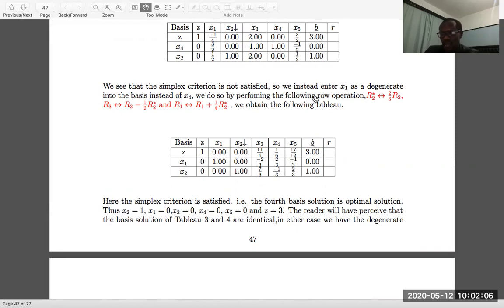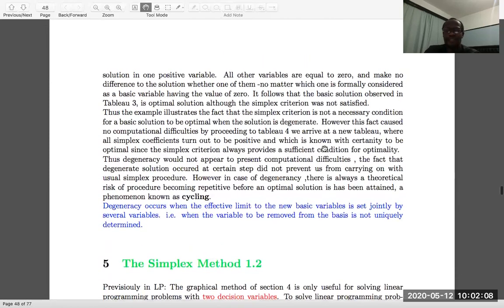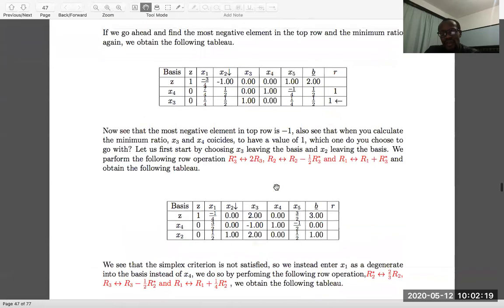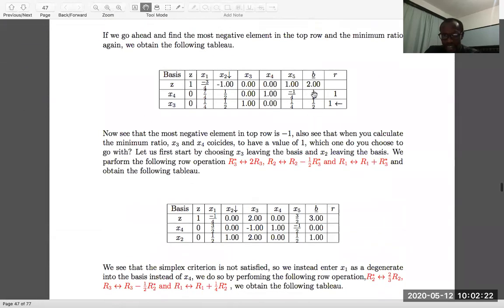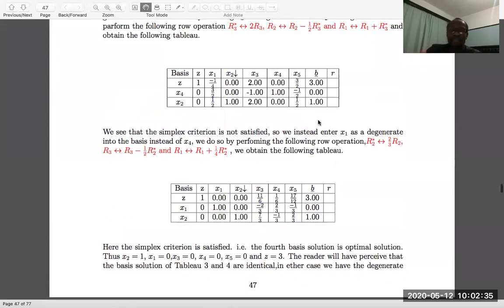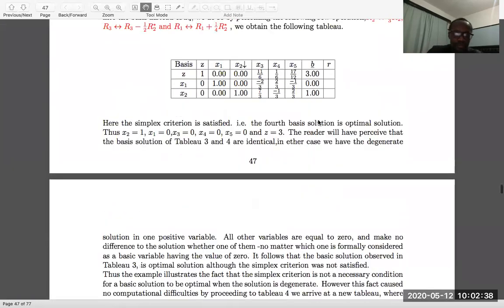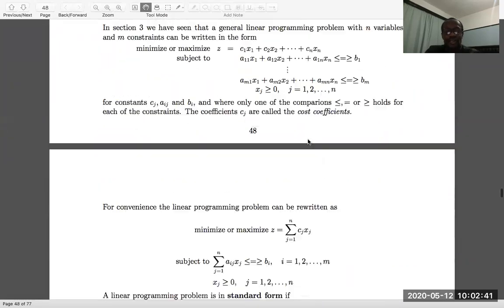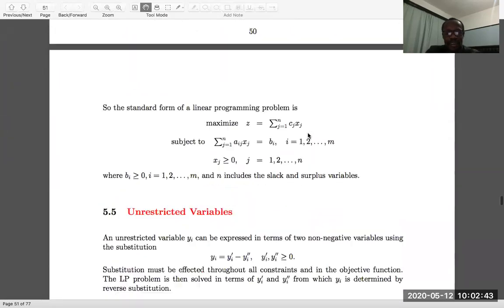So that is an issue where you might encounter sometime, right? It's actually very difficult to get degeneracy. So degeneracy occurs when the effective limit to the new basic variable is set jointly by several variables, i.e. when you have this scenario, then you know that there is degeneracy in your equation, you have a degeneracy issue. Remember, when these things are non-negative, your problem is unbounded. When they are the same, then you have degeneracy where one variable has to be equal to 0. All right. Okay. So again, you should read the notes and practice this.